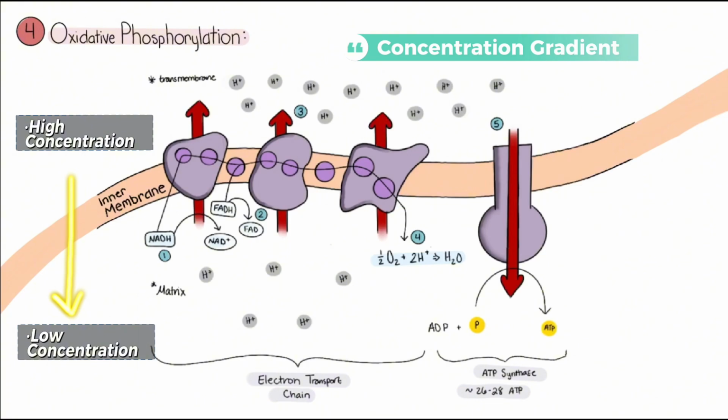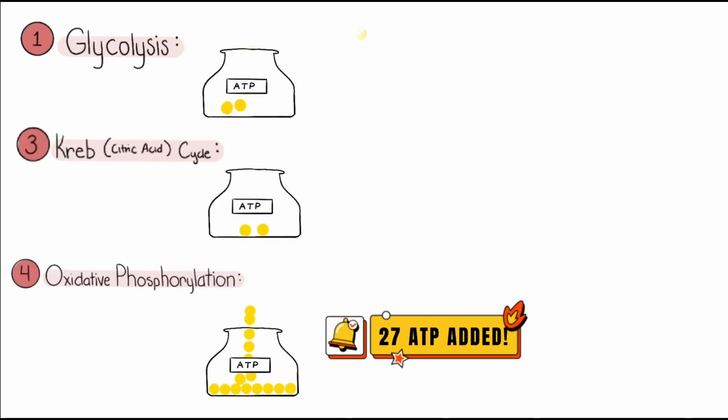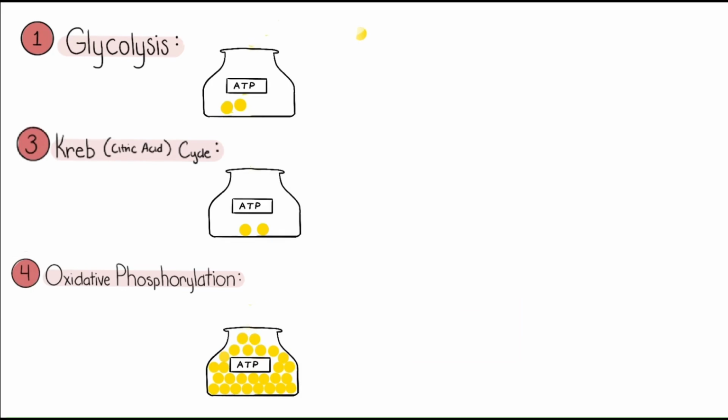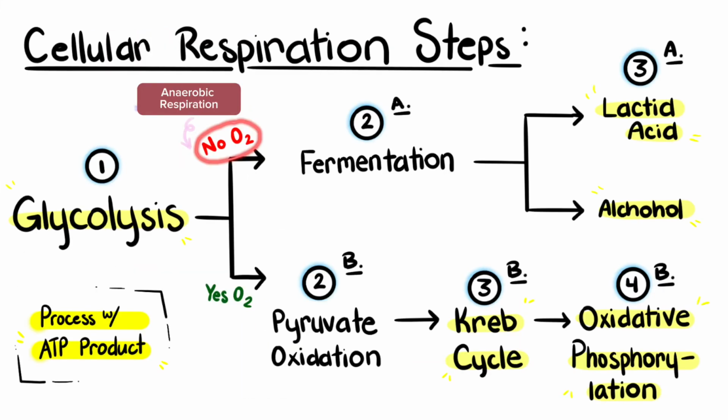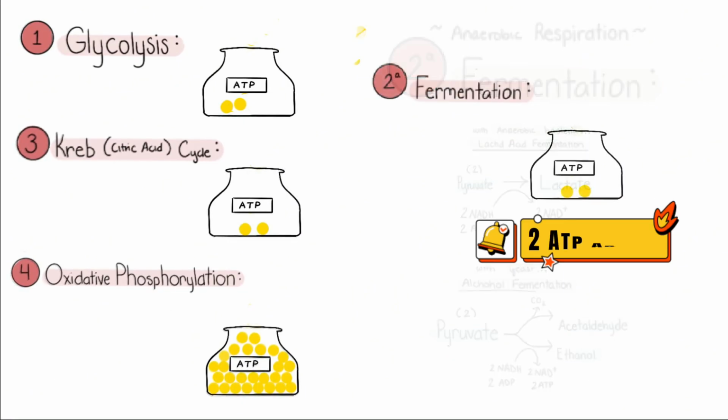The ATP synthase uses this concentration gradient of high to low to then make 26 to 28 ATP with 26 to 28 cycles. This is of course the most out of aerobic respiration. But now let's focus on anaerobic respiration, with an environment without oxygen. Since we're running out of time, we as humans do lactic acid fermentation, which means 2 ATP are added.